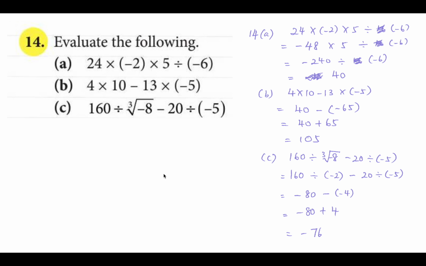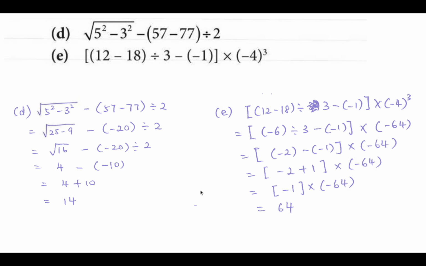Now the next one, part C: 160 divided by the cube root of negative 8, minus 20 divided by negative 5. Now there is another operation, which is the cube root. That's the first one that we need to sort out, right? The cube root of negative 8 gives us negative 2. After that, we'll do our division first. 160 divided by negative 2 is negative 80, and 20 divided by negative 5 is negative 4. Now that we have done the division, we can continue with the subtraction, right? Negative 80 minus negative 4 is the same as negative 80 plus 4, which results in negative 76.